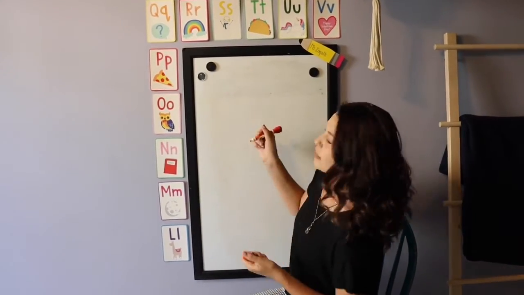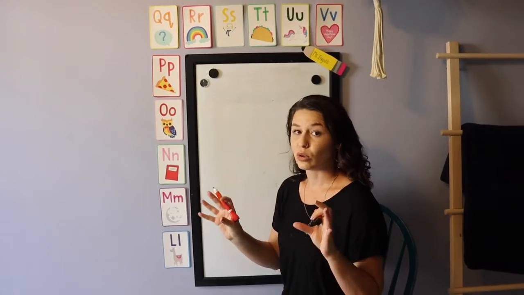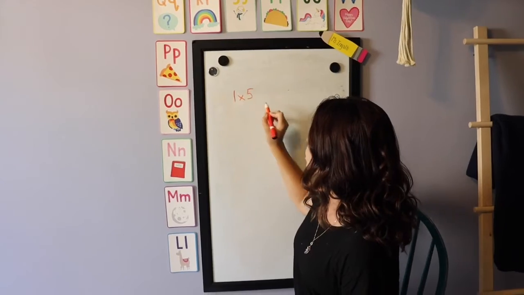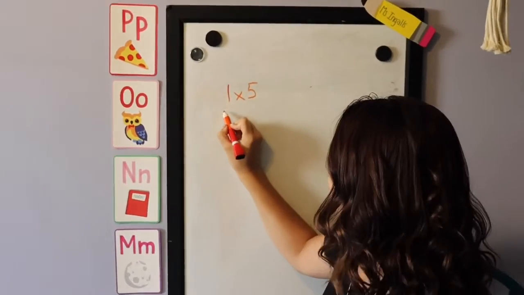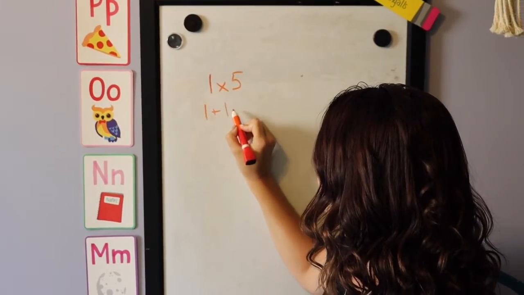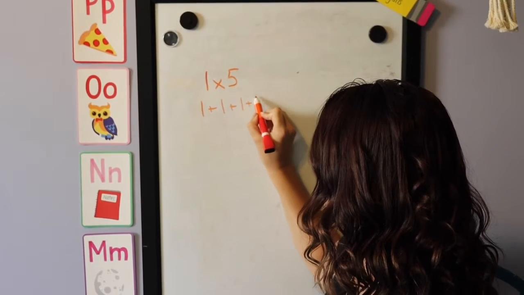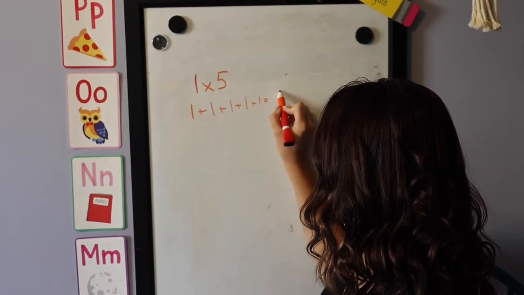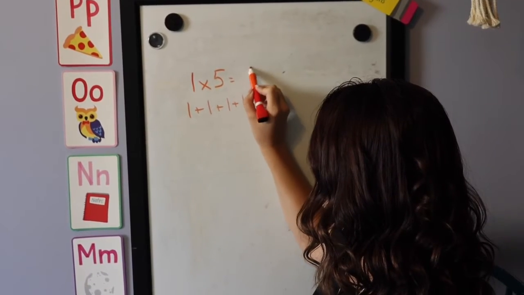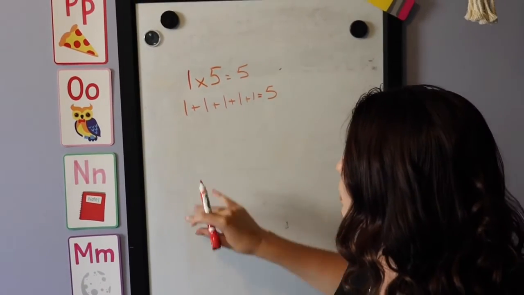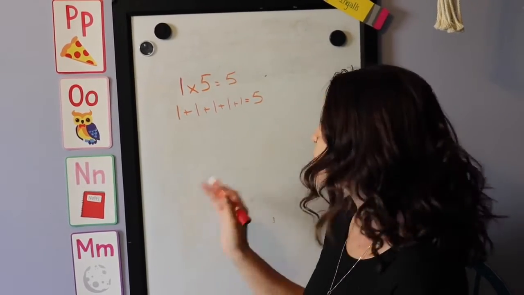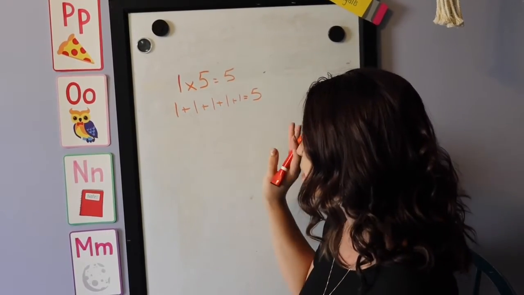So just like if you're multiplying a whole number by a whole number, so let's say we're doing 1 times 5, remember it's just repeated addition. So we're just going to do 1 plus 1 plus 1 plus 1 plus 1. 5 times 1, 2, 3, 4, 5 equals 5. Same with 1 times 5. So when we're doing multiplication of a whole number and a fraction, it may look more confusing, but we're going to do the same steps and think of it the same way.